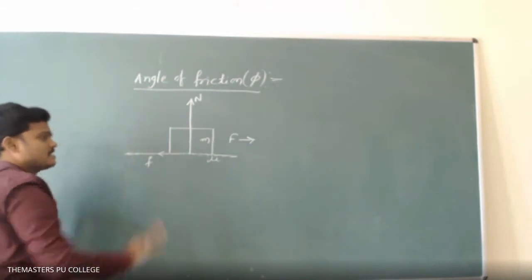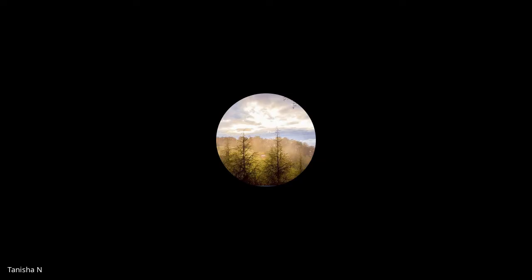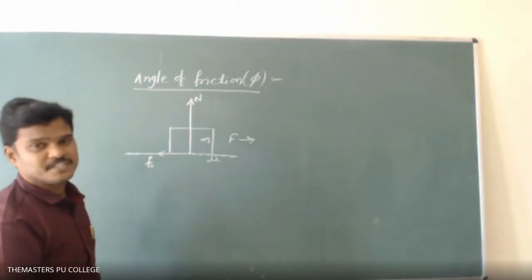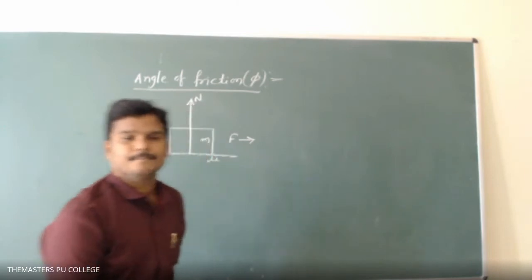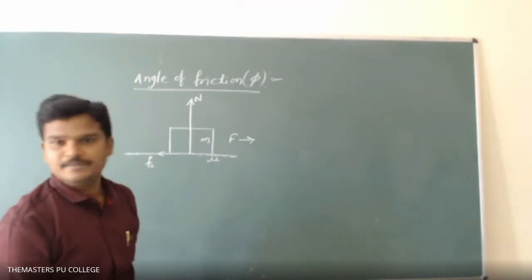If the body is at rest, tell me, what is the name of this friction? Static friction. Static or otherwise limiting friction. What is limiting friction? The maximum value of static friction is called limiting friction.